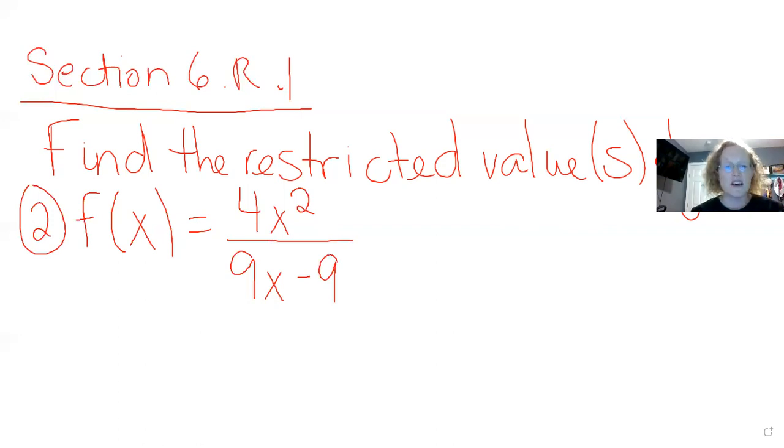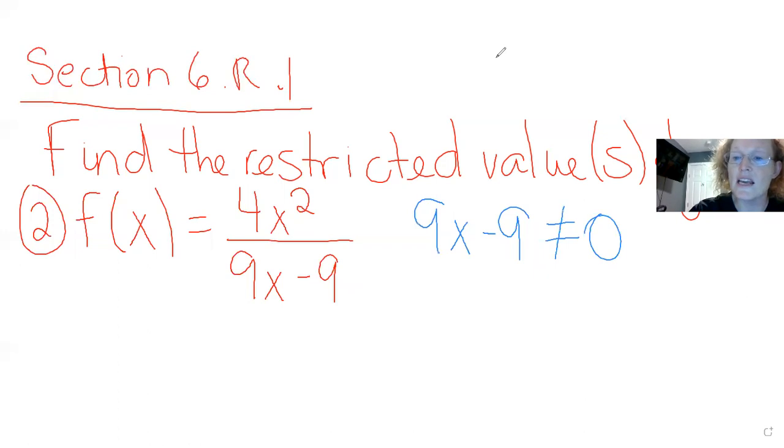And once again, the instructions on all of these, every single one of them, are the same. So they're going to say, find the restricted values. And so remember, for a restricted value, what you are concerned with is the denominator. That numerator up there, the top, could be a smiley face, and you don't really care. So we're worried about the denominator. So in this case, we're going to say 9x minus 9, and you always say it cannot equal 0.